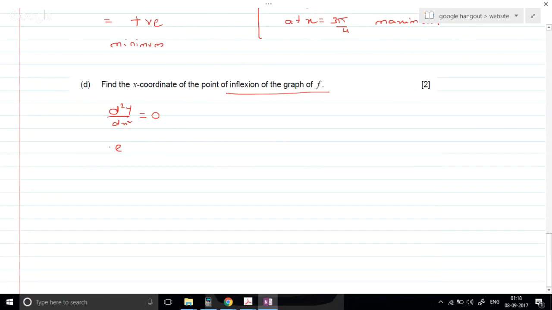So 2 e power x cos x equals 0. Now we know that this cannot be 0. e power x cannot be equal to 0 for any value of x. Now we are left with cos x is equal to 0. So this can happen at x equal to pi by 2, only this possibility. Next part of the question.